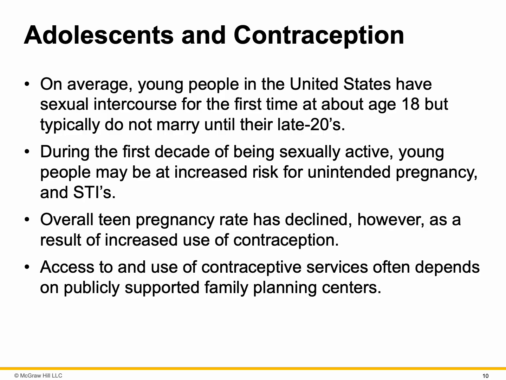But the good news is that the overall teen pregnancy rate has declined, mostly as a result of increased use of contraception. However, Hispanic and Black young people are still about twice as likely to have their first birth by the age of 18 than white young people. And this is about 8 to 9% of Hispanic and Black young persons and about 4% of white young persons. So again, there's still some work to do. To reduce teen and young adult pregnancies, having access to and use of contraceptive services often depends on being able to attend publicly supported family planning centers, of which the future, as I mentioned before, is sort of uncertain.